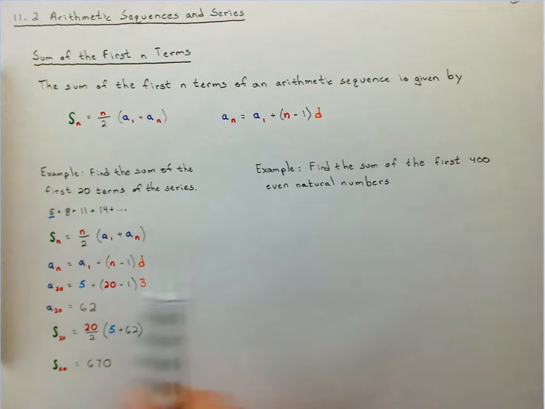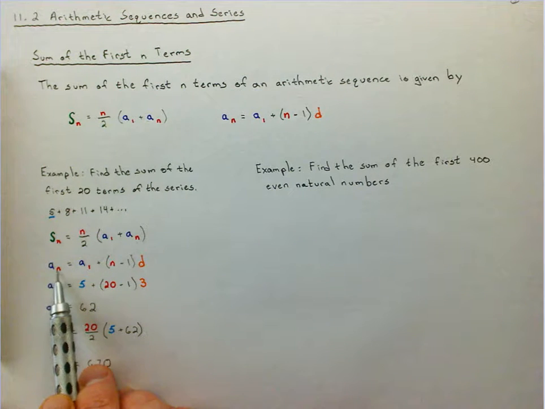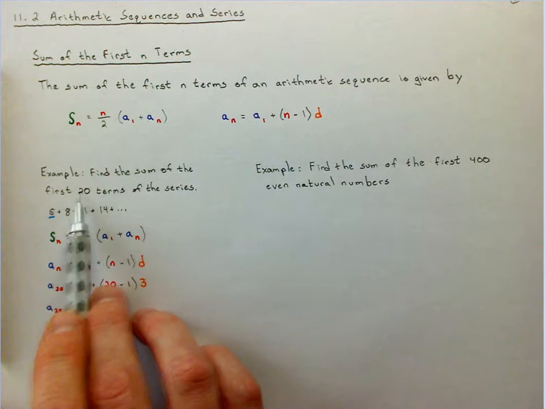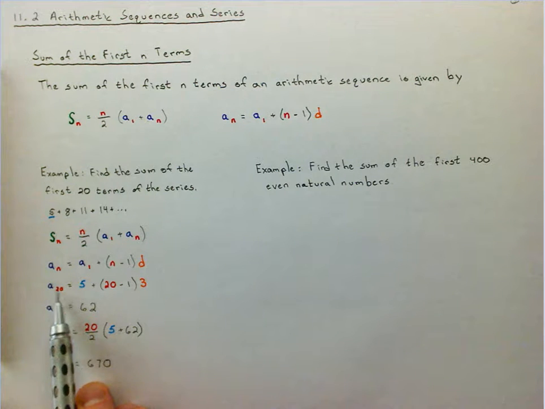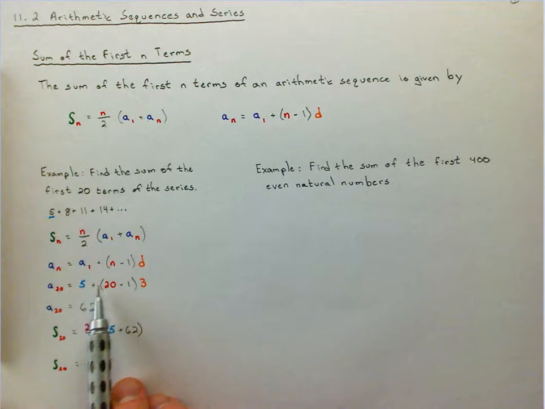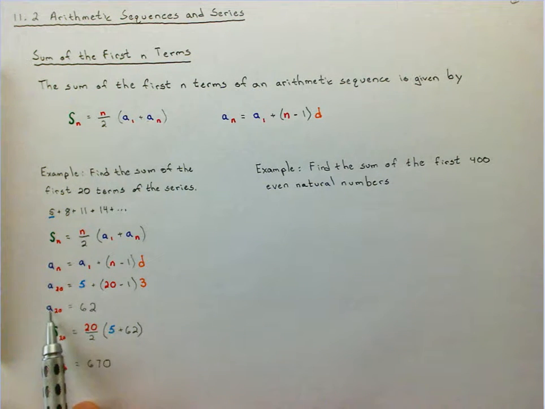Okay, so first thing I've done is I've written out the formula for the sum and the formula for A sub n. And the first thing I need to calculate is A sub n. I'm going to the first 20 terms, so I'm going to get A sub 20 equals 5, A sub 1, plus my n was 20, so 20 minus 1, and all of that times 3. And that gives me the value for A sub 20. A sub 20 equals 62.